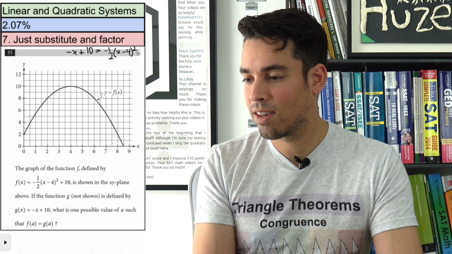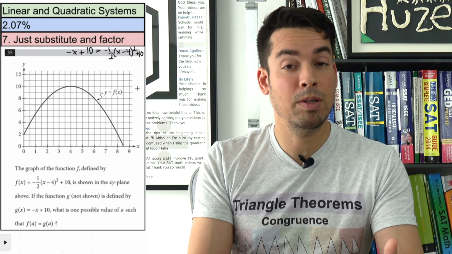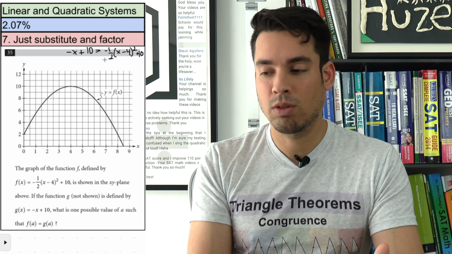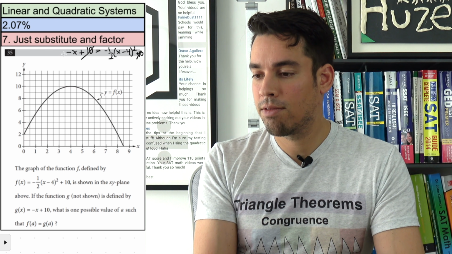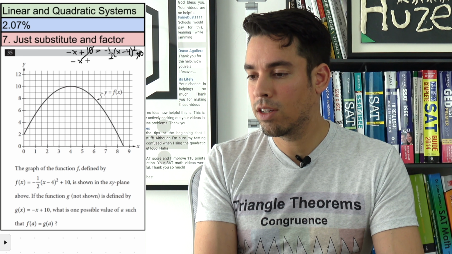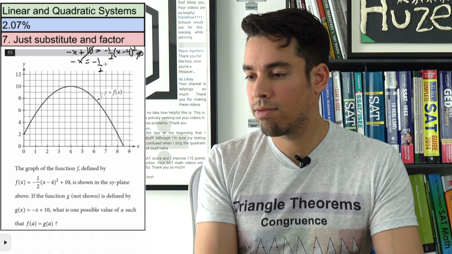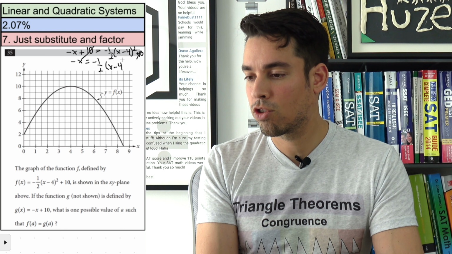Plus 10. Okay, so again on the test we're also going to have limited room, so this is just like the real thing. So first I'm going to get rid of both these 10s, just cross them off. Then I have negative x equals negative 1/2 x minus 4 squared.